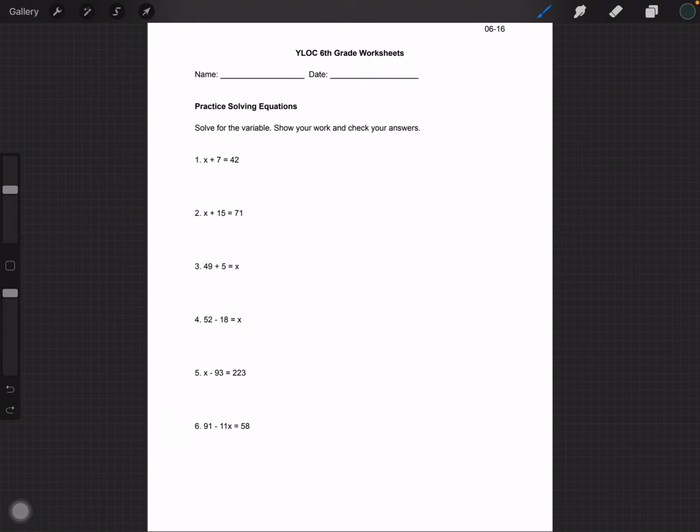Hi, this is Katelyn Liu, and I'll be going over the Biologs 6th grade worksheets, lesson 16. So your first worksheet should say, practice solving equations, and the directions tell us to solve for the variable, show our work, and check our answers.